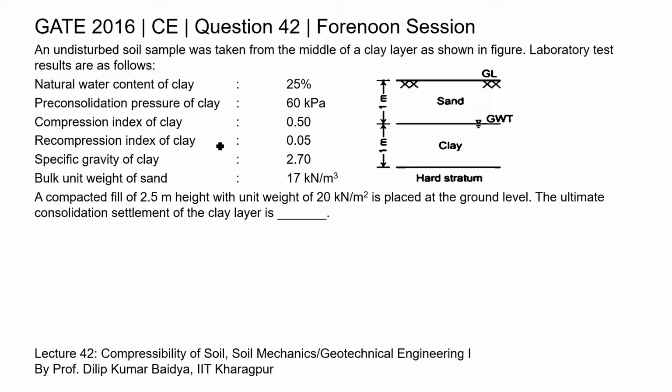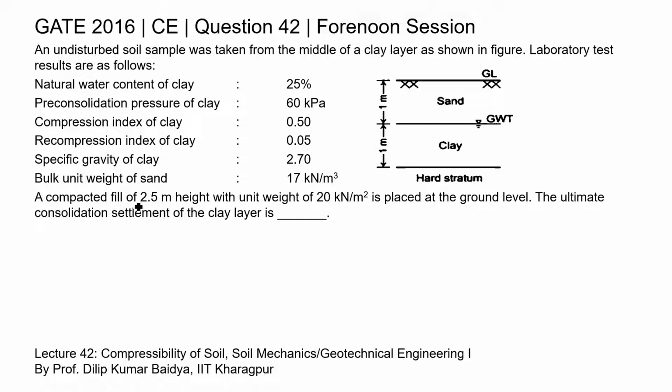So in this question, the soil strata is given. Initially sand of depth 1 meter and below which a clay layer of 1 meter is given. The groundwater table is present at the top of the clay layer. The natural water content of clay is given as 25%. Pre-consolidation pressure of clay is also given. So all the laboratory test data of the clay is given, as you can see in the figure.